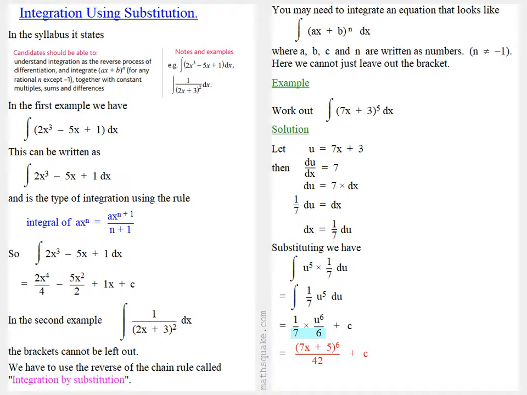Now on the bottom we can multiply 7 times 6 to give 42, and on the top u to the 6 becomes (7x plus 3) all to the power 6. So our answer is (7x plus 3) all to the power 6 over 42 plus c. Remember, always we must add an arbitrary constant.